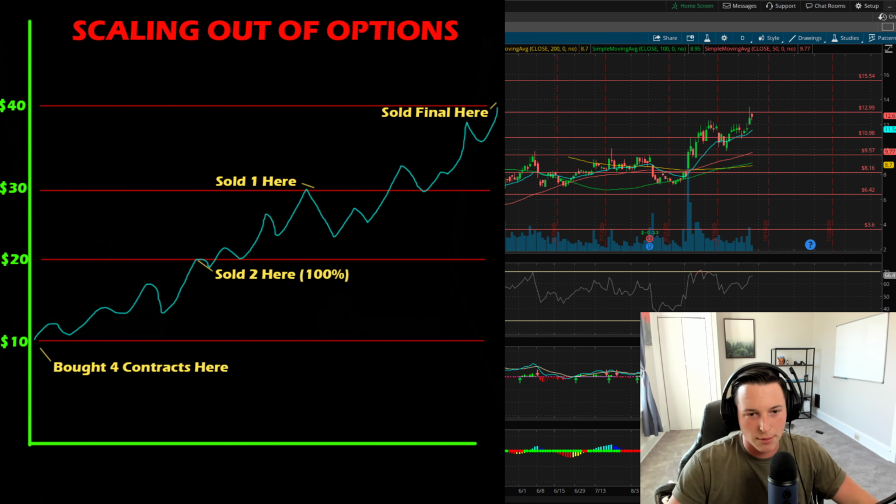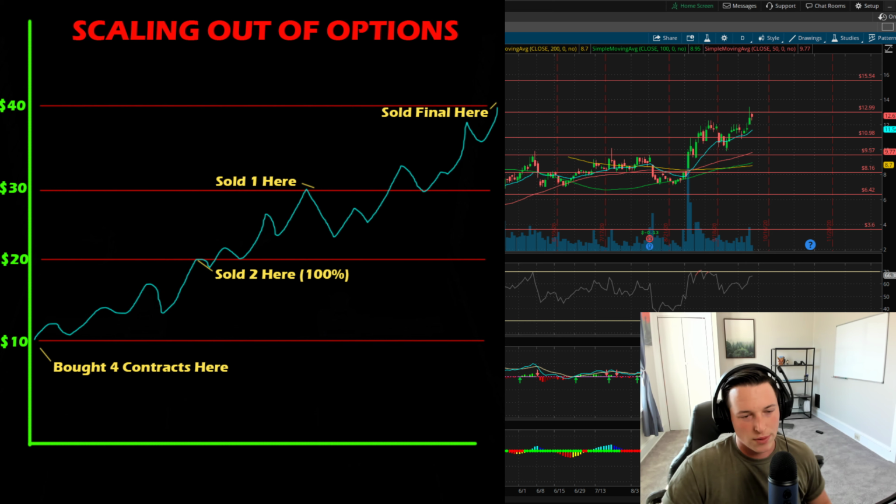Now, the first thing I'm going to do is put this little crappy thing I made on Photoshop up here, but I want to explain to you guys the process of doing this before I actually show you real world examples. So in this example, we're going to actually use options. This works best with options, but it can also work with shares. The reason it works so well with options is because the percentages are much higher.